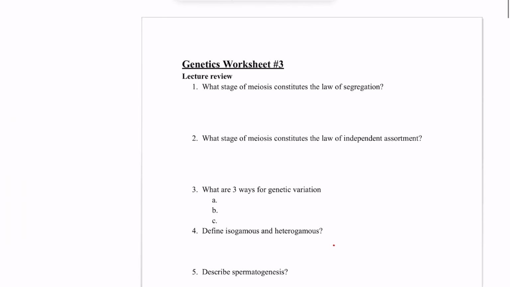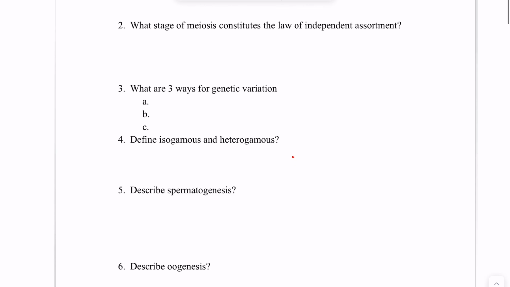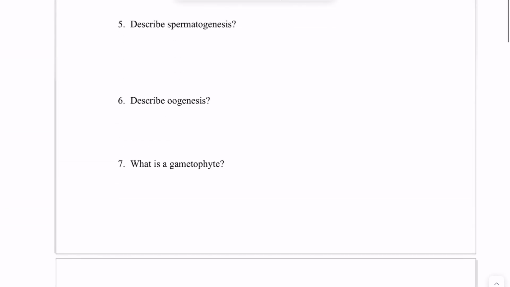Today we'll be doing genetics worksheet number 3. Like always, we have our lecture review section, and then we have our practice question section at the bottom.